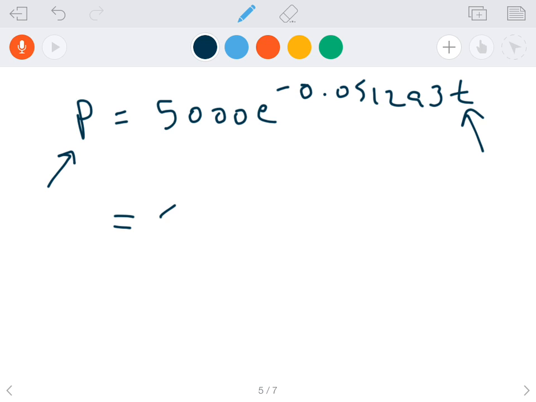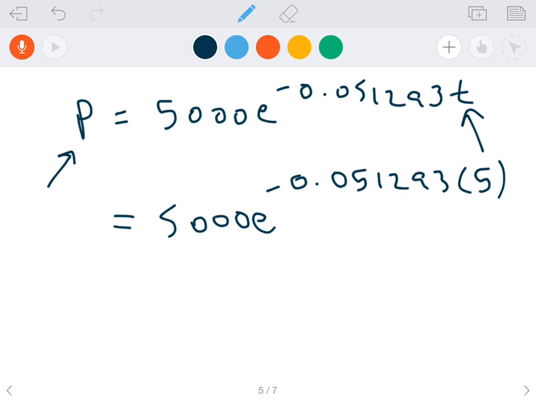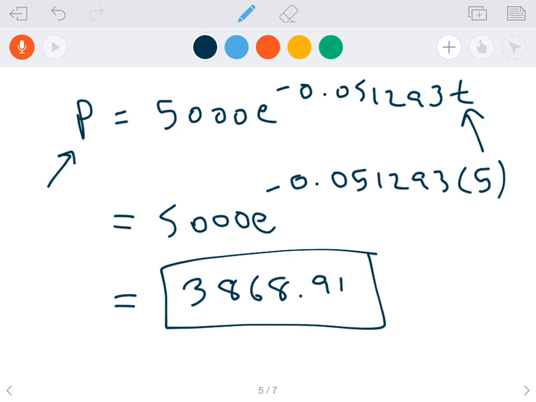So all I have to do is plug in 5, type it all in the calculator, and I get a final answer of 3,868.91. Done.